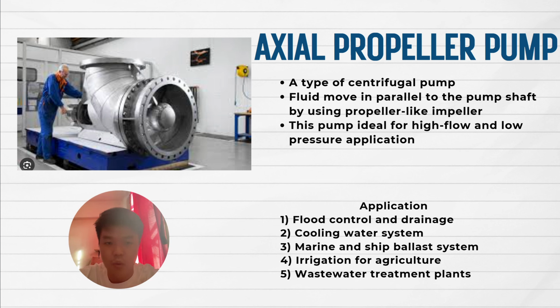So today I'm going to present one type of axial pump, which is the propeller pump. A propeller pump is a type of centrifugal pump, and fluid moves parallel to the pump shaft by using a propeller-like pump impeller. The pump is ideal for high flow and low pressure applications.